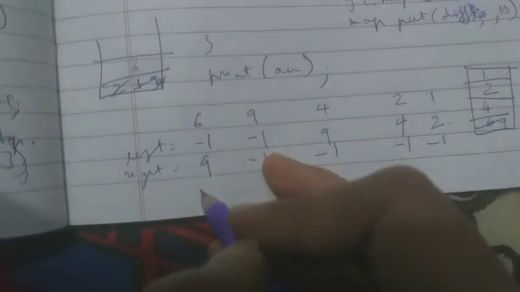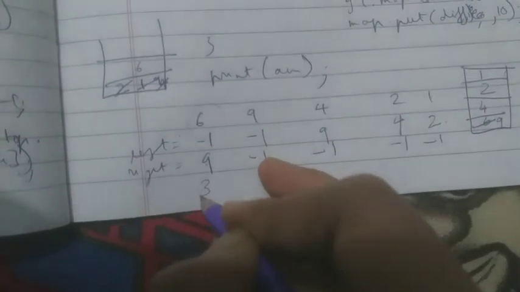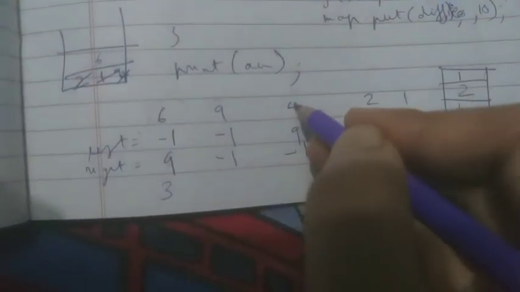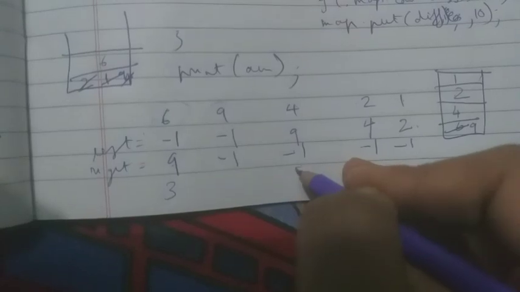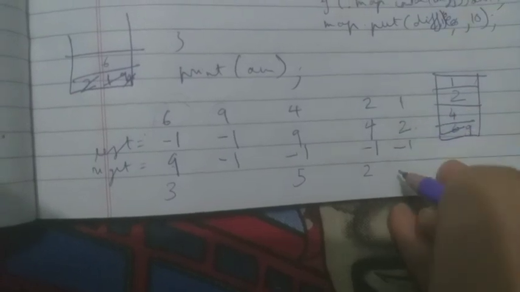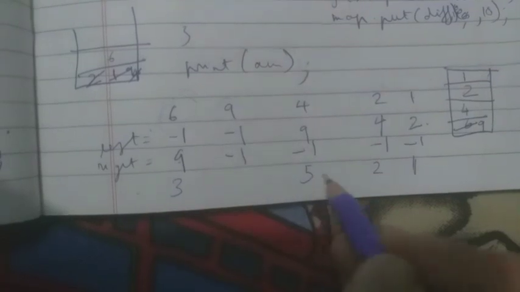Now check for every element. For 6, 9 minus 6 is 3. For 9, both are -1, so we don't need to check. For 4, 9 minus 4 is 5. For 2, 4 minus 2 is 2. For 1, 2 minus 1 is 1. So how many are there? 1, 2, 3, 5. These are the values, and these all are unique. So you can say that the answer is 4. That's it. Thank you.